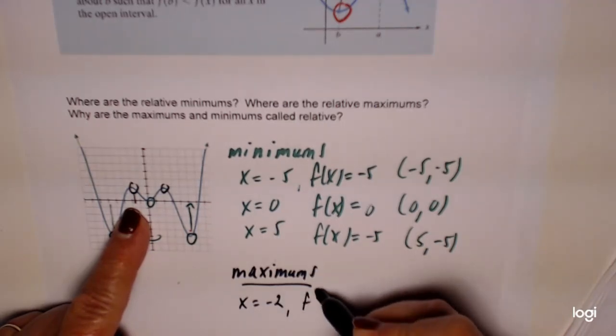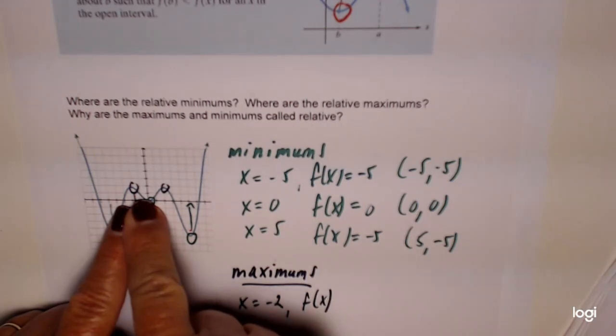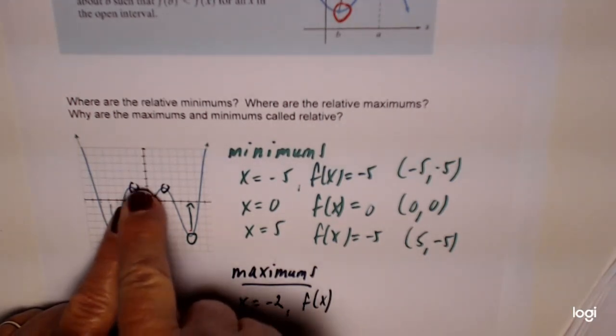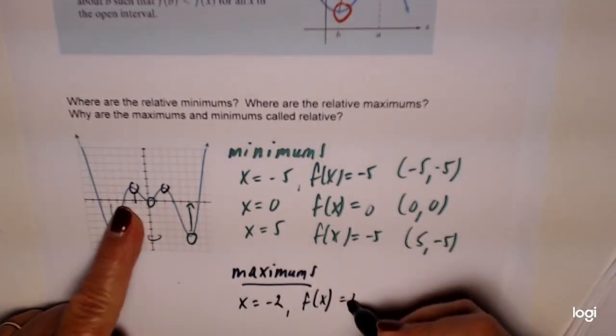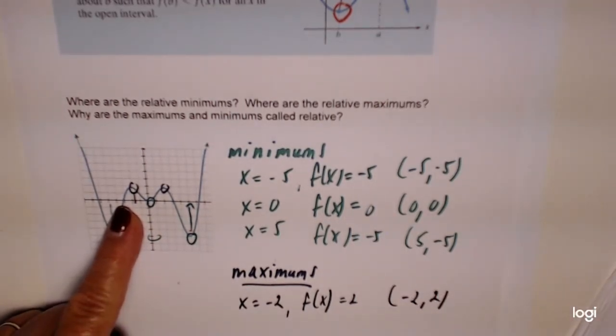And let's find the y partner while we're here. When x is -2, our y value is 2. So the point would be described as -2, 2. So there is our relative max.